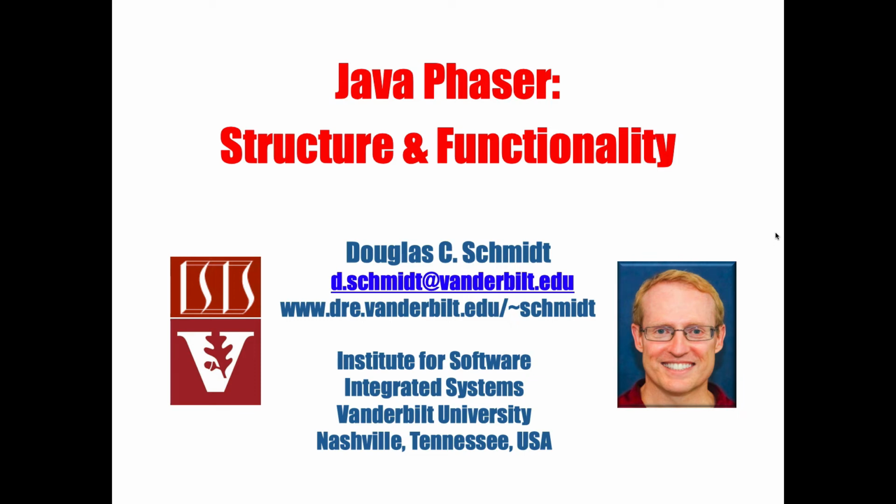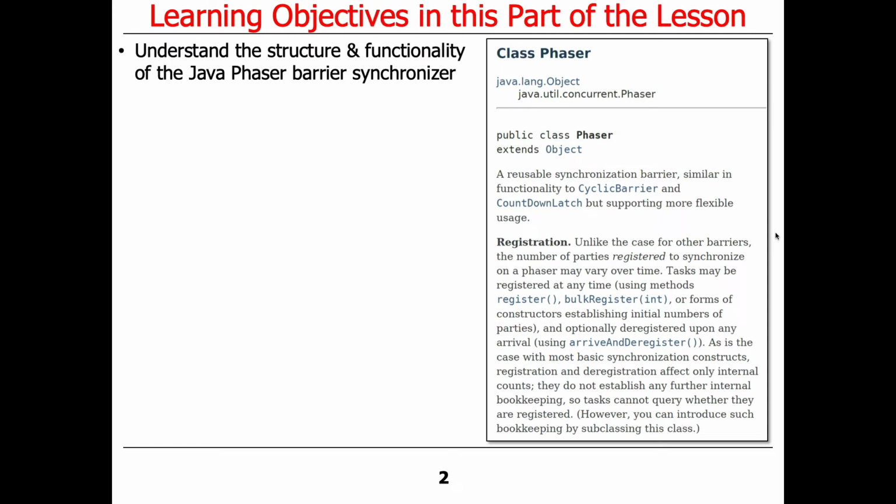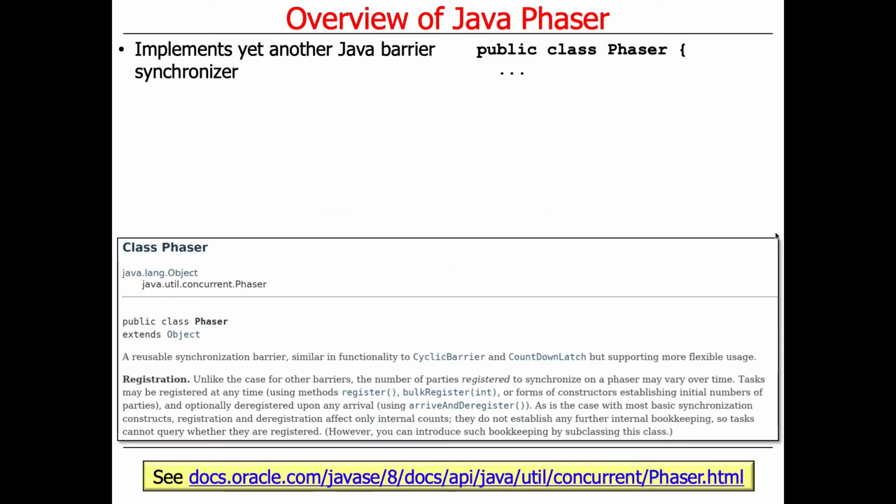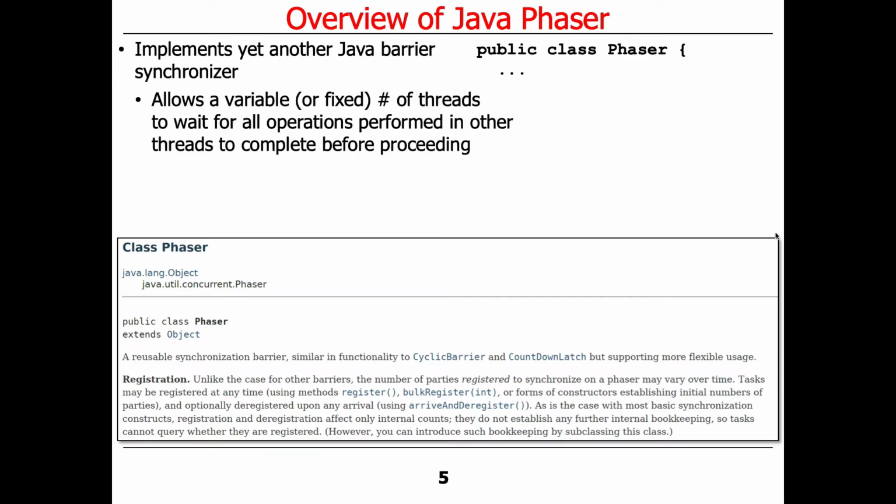So we're going to continue with our discussions about barrier synchronizers. Now we're going to focus on the Java phaser, looking initially at its structure and functionality. So the Java phaser is the third type of barrier synchronizer that's provided by Java.